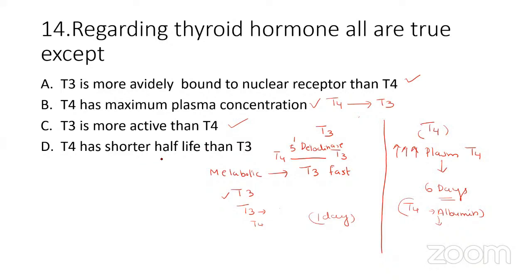And T4 has shorter half-life than T3. This is the wrong answer. T4 has shorter half-life than T3 is wrong. T3 has shorter half-life than T4. T3 half-life is 1 day, T4 is 6 days.